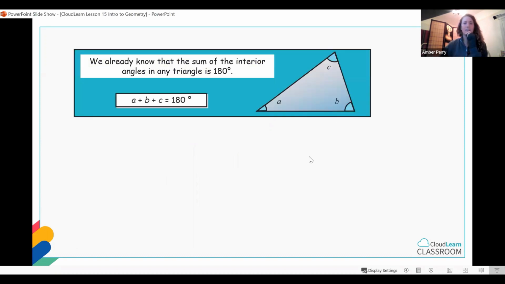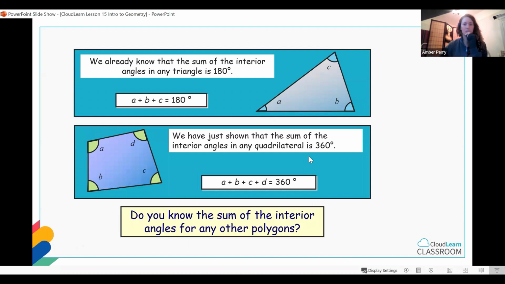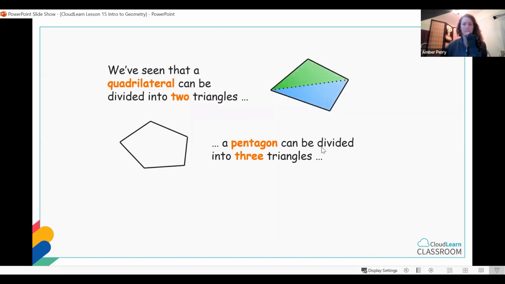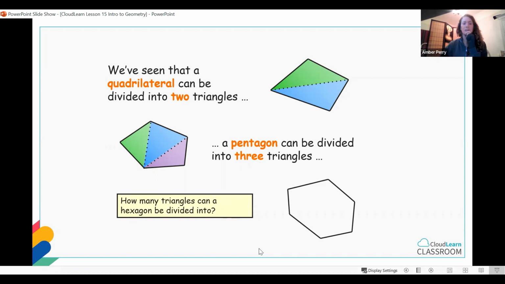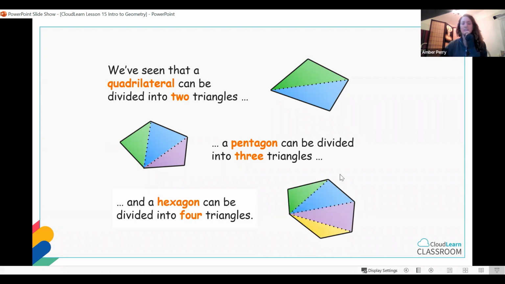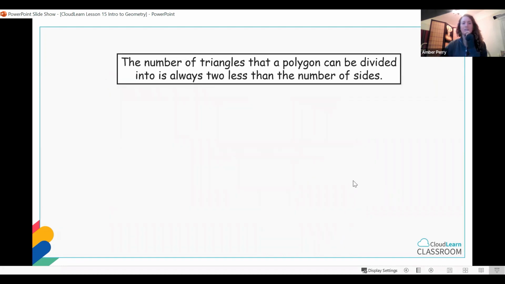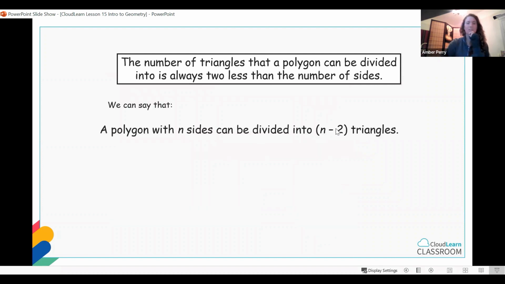So we can use that then to build up. How many triangles can a pentagon be divided into? Well, a pentagon can be divided into 3 triangles. A hexagon can be divided into 4 triangles, and so on. I'm sorry I'm going quite quickly because I just want to get to the formula that you need.